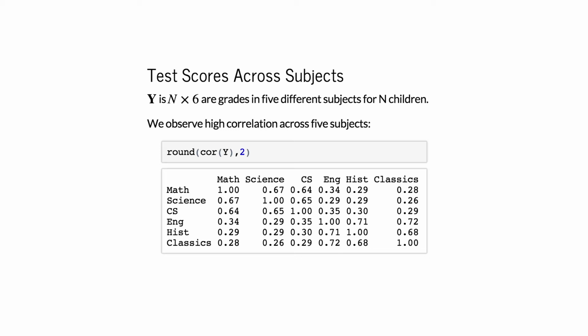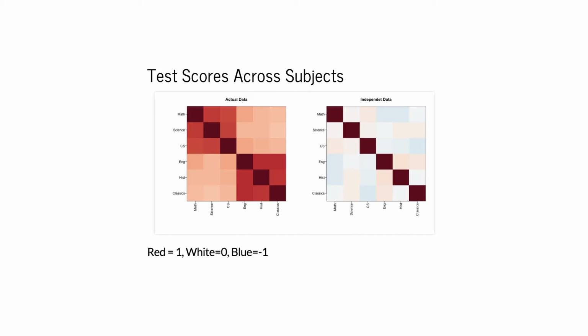Now, instead of showing you these numbers, I'll show you a plot of the numbers, which is a little bit easier to interpret. So we have here the 6 subjects: math, science, computer science, and then 3 others, English, history, and classics. The first thing we see is that the data is not independent. Independent data would look like the figure on the right, where you would have mostly white, as shown below. Red is a high correlation, white is no correlation, and blue would be a negative correlation. So if the test scores across subjects were completely uncorrelated, the picture would look like the picture on the right.